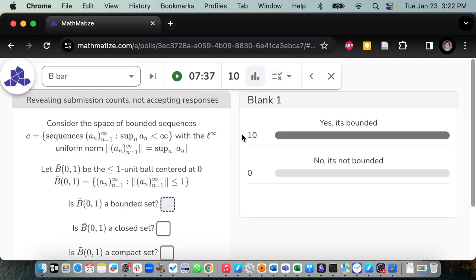And I'm gonna start with bounded. Yes, it's bounded, 10 out of 10, very good. It is bounded. Maybe I shouldn't have given the definition, but it's bounded by 1. So as long as there's some amount that bounds it, then it's nice. Bounded is a useful property to know.